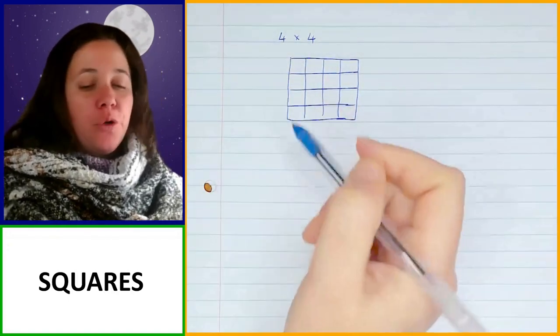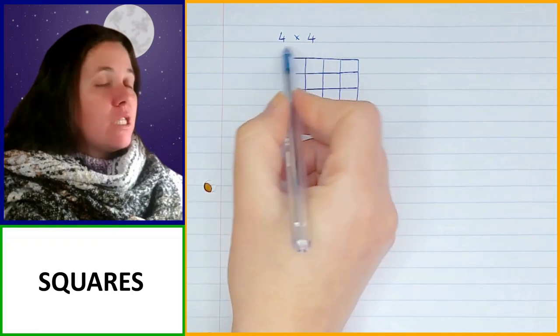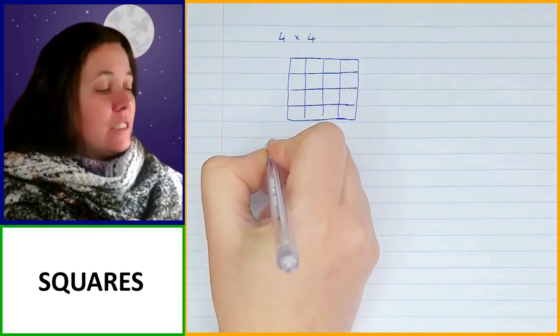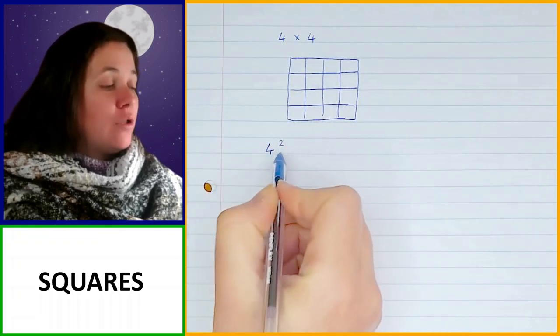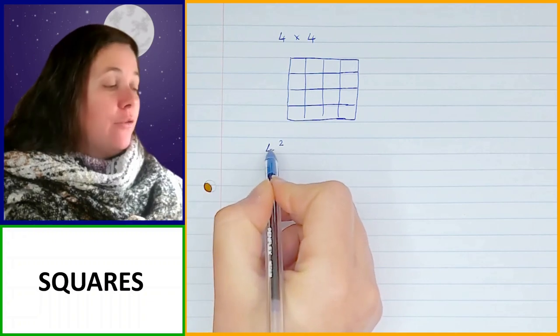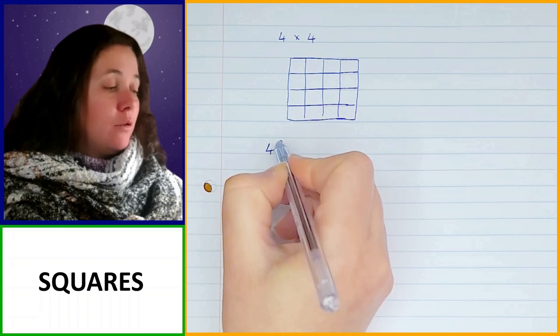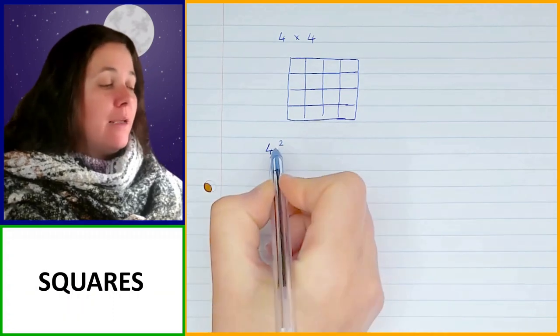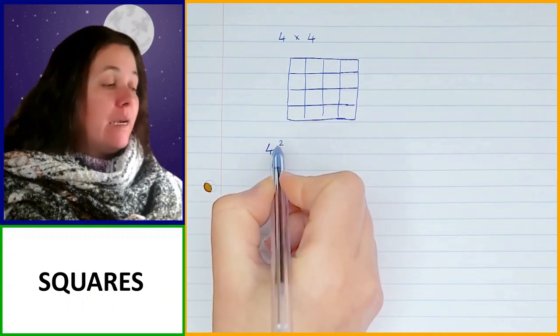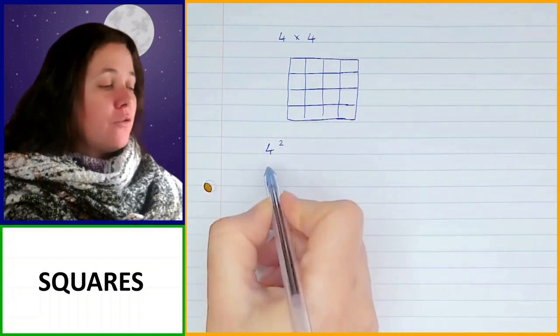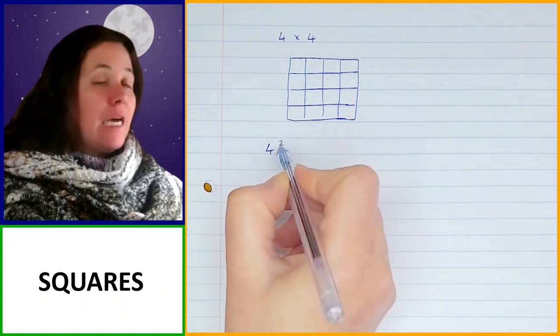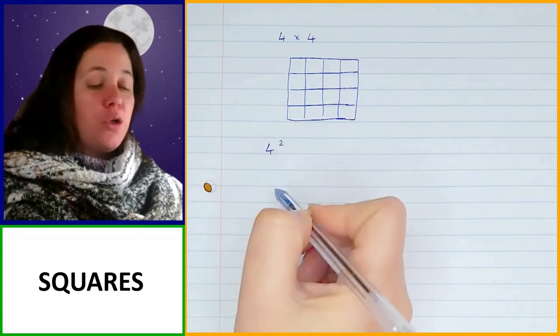So 4 times 4 can be written as 4 to the power of 2. That's how we say it. It's written with a big 4 like normal, and then we have a little 2 written as a superscript, a little number up at the top over there. So that's a power or an exponent. 4 is the base, and our exponent is the 2 in this case.